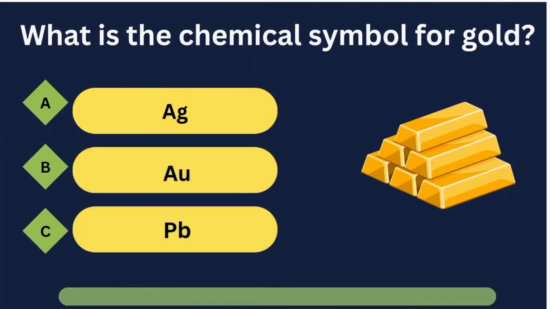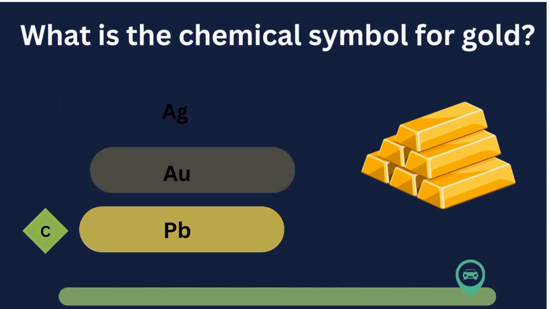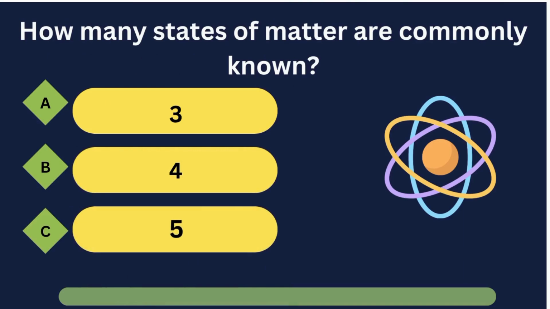What gas do humans need to survive? A, carbon dioxide. B, oxygen. C, hydrogen. What is the function of red blood cells? Fight infection, carry oxygen, digest food.